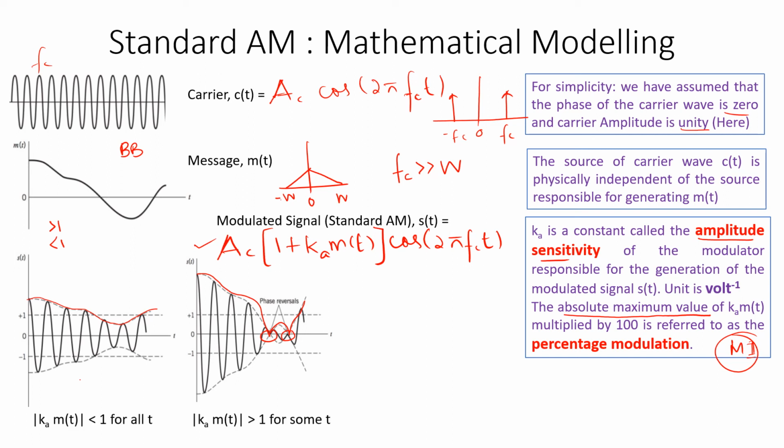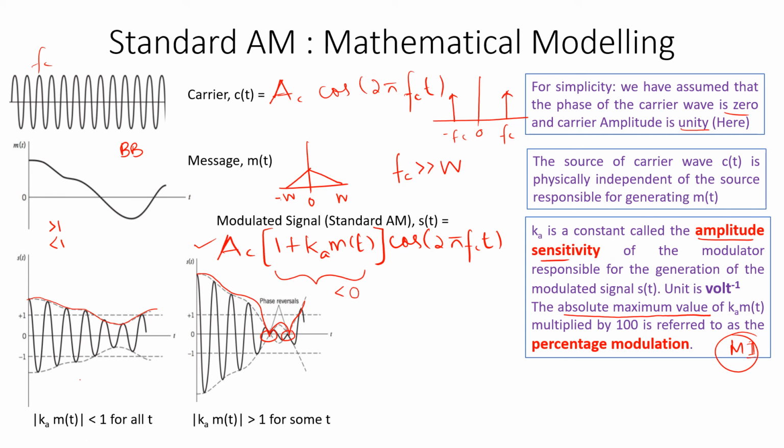So this is happening because of this Ka into m(t), right? If the magnitude of Ka m(t) is less than 1 for all t, then we'll get a perfect envelope, and it is easy for us to extract this envelope. But if Ka m(t) is greater than 1 in magnitude for some values, so that this entire 1 + Ka m(t) is less than 0, what happens is the phase of the carrier will be reversed.